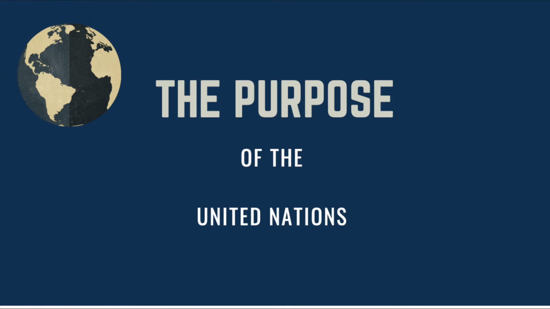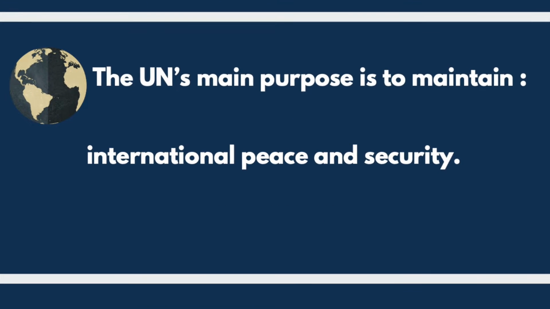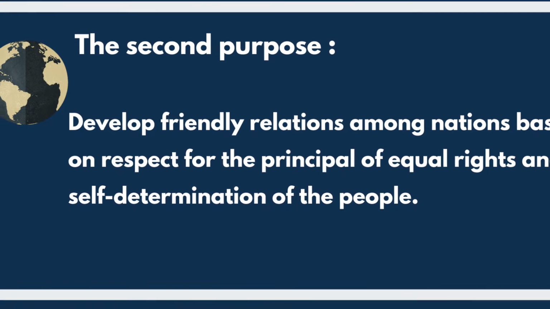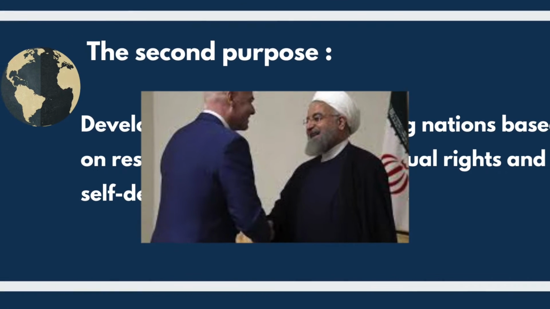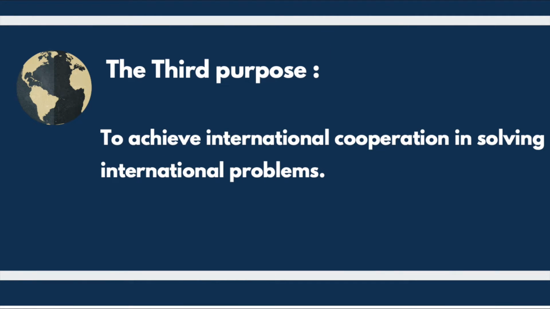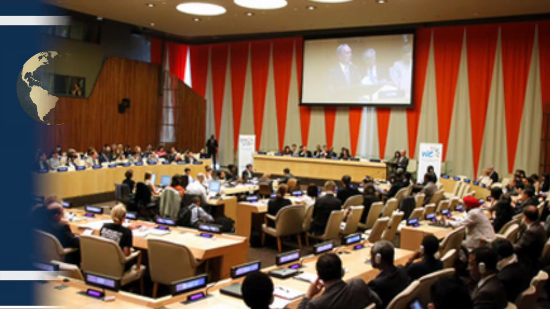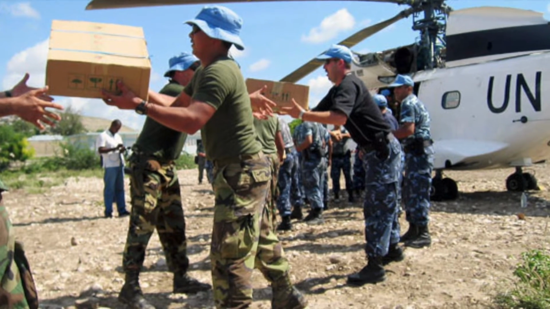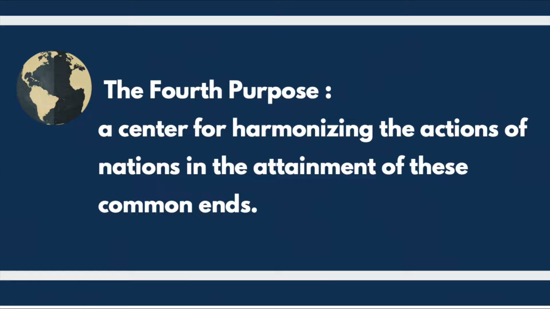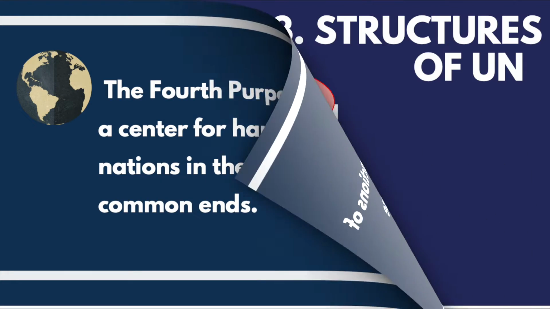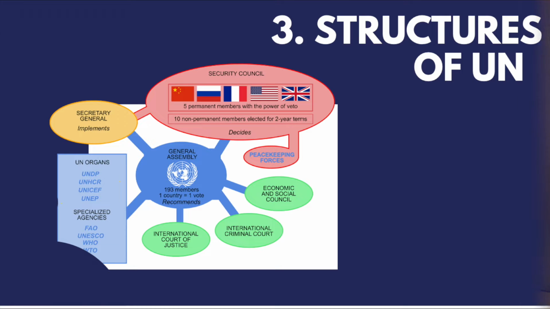Now to the purpose of the UN. The UN's main purpose is to maintain international peace and security. The second purpose is to develop friendly relations among nations based on respect for the principle of equal rights and self-determination of peoples. The third is to achieve international cooperation in solving international problems. These problems can include economic, social, cultural, or humanitarian character. And the fourth and last purpose is to be a center for harmonizing the actions of nations in the attainment of these common ends.